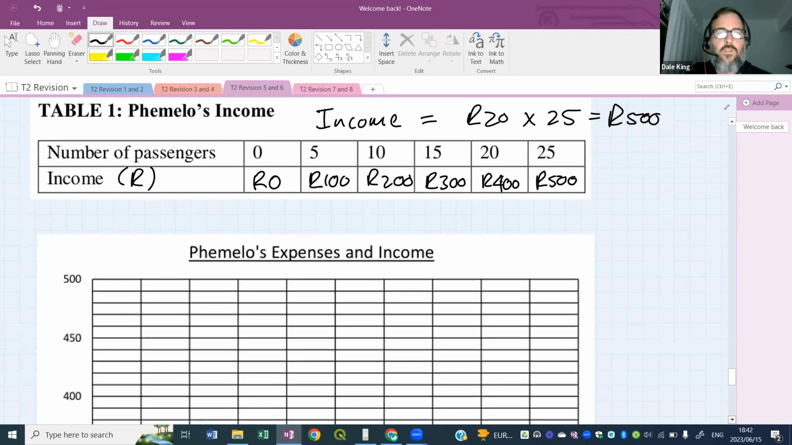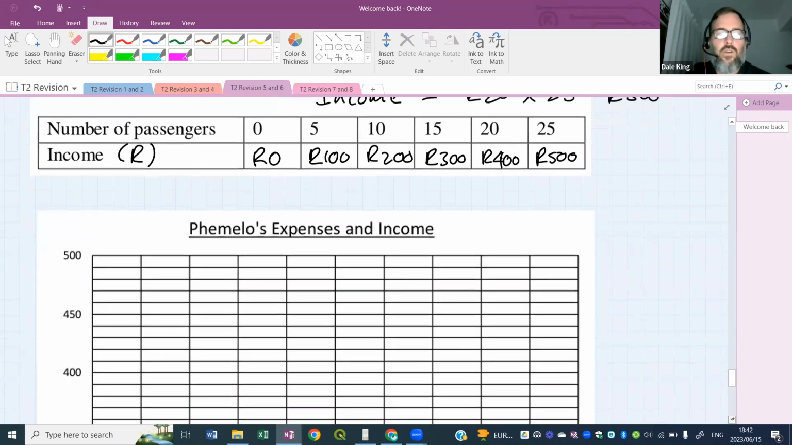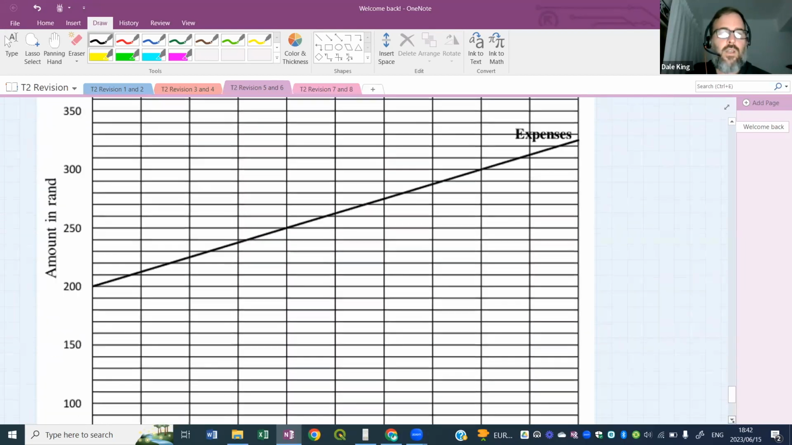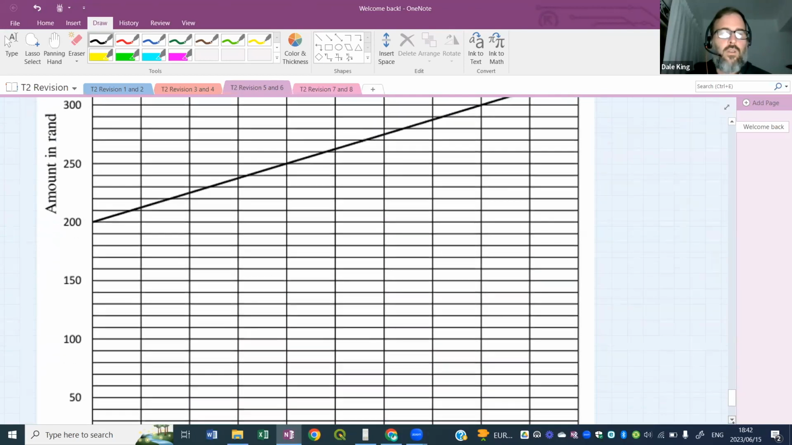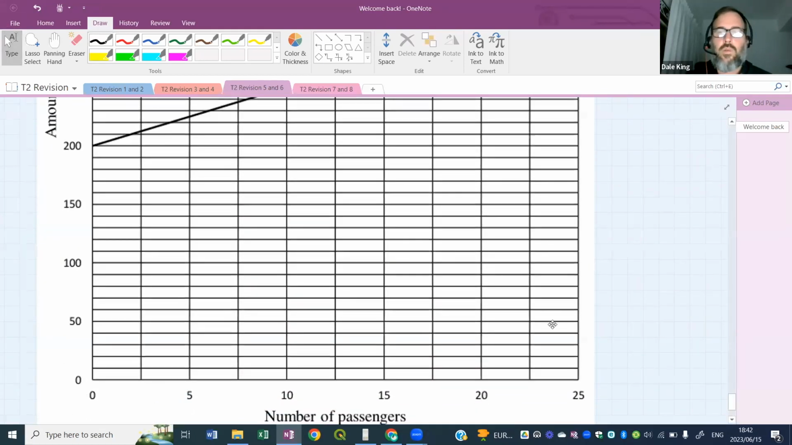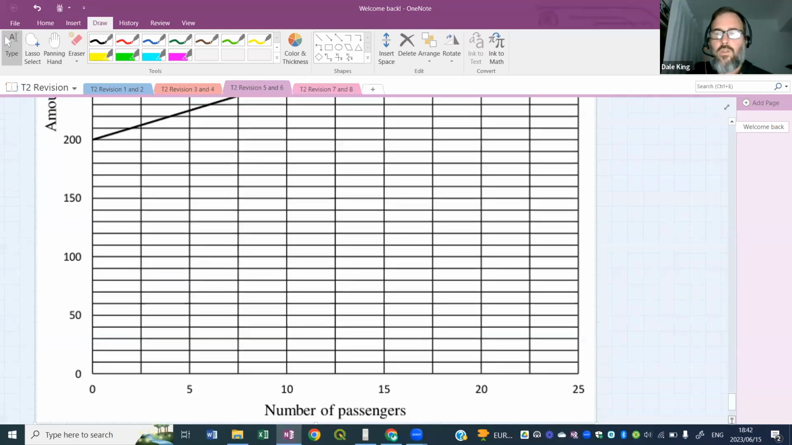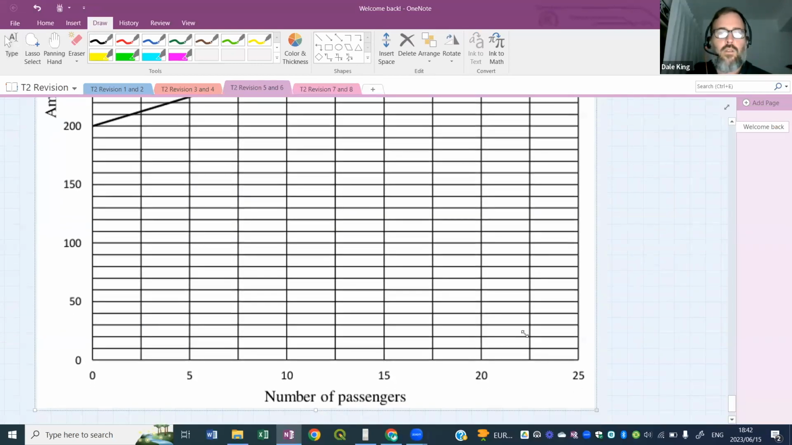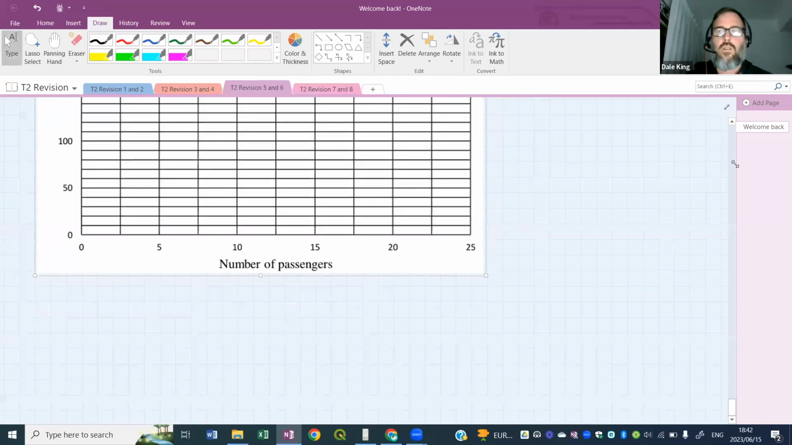So 0, 0, 5 is 100, 10 is 200. Okay, I'm going to make this a little bit smaller because it's a bit big. Let's shrink it down a bit. All right, there we go.